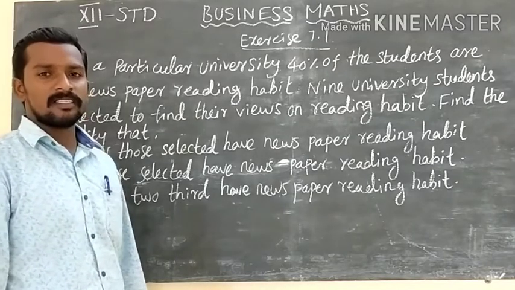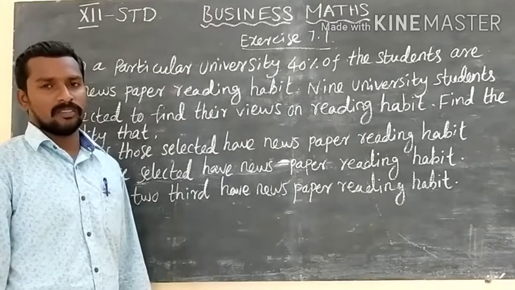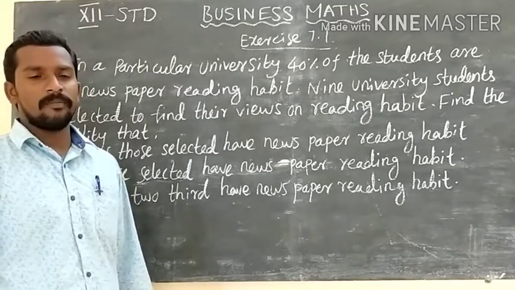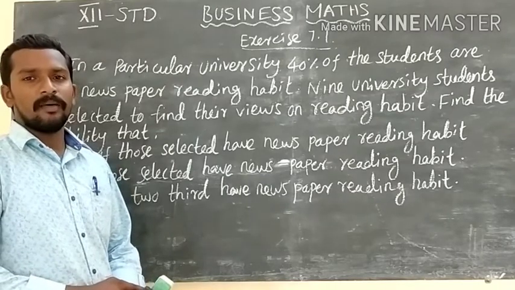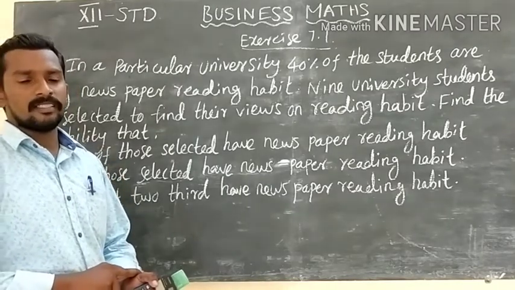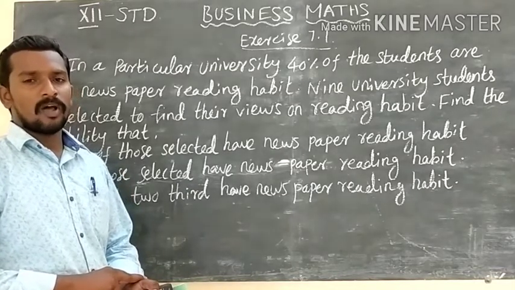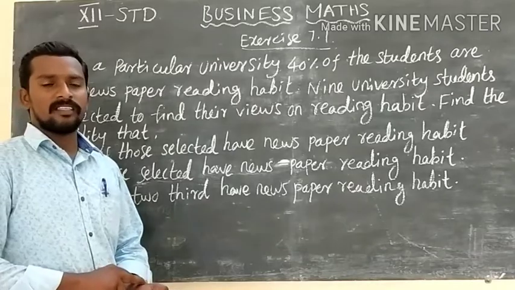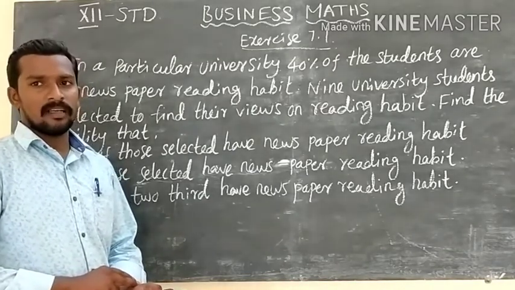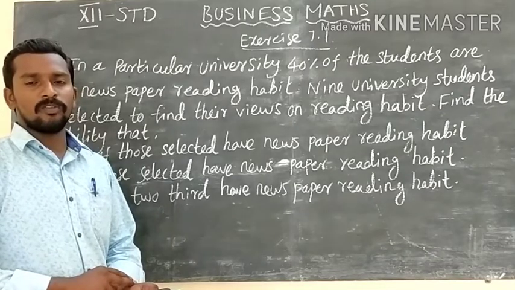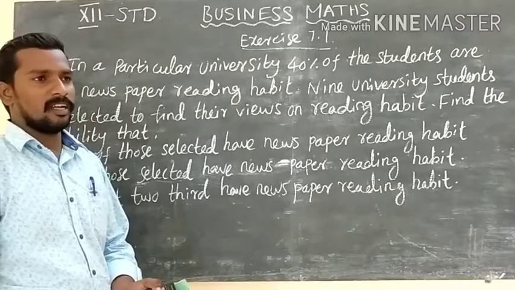Last class we discussed applications of binomial distribution. What is the definition of binomial distribution? A random variable x is said to follow binomial distribution with parameters n and p. If it assumes only non-negative values, then the probability mass function is P(x) = nCx p^x q^(n−x), where x = 0, 1, 2, 3 and so on up to n. Okay, this is your binomial distribution definition.